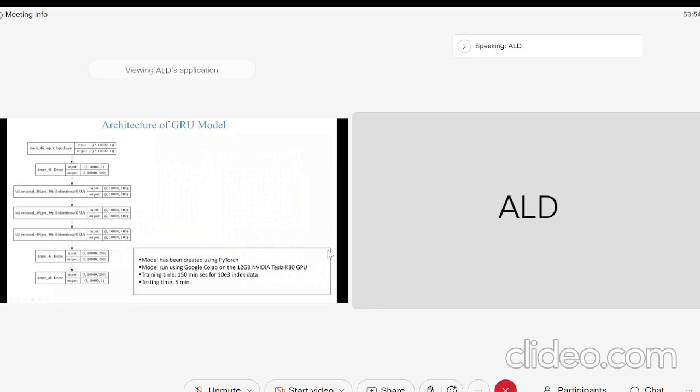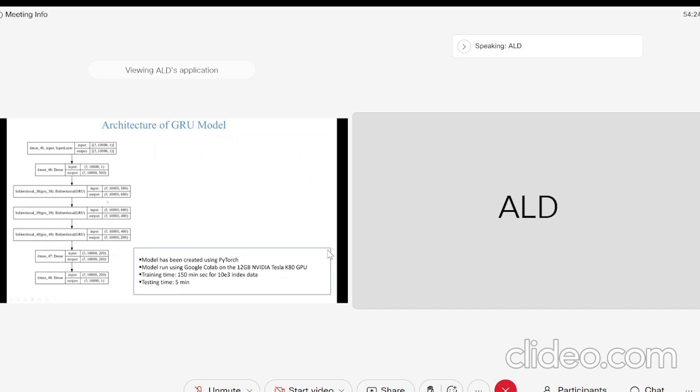Actually we are creating it through Python, and this is the architecture of the GRU model. We are using PyTorch, basically on Google Colab for this Python. In this architecture the input is 10,000 and the output is 10,000. Then the dense node is also 10,000, which we are reducing to 200. The last dense is 48.